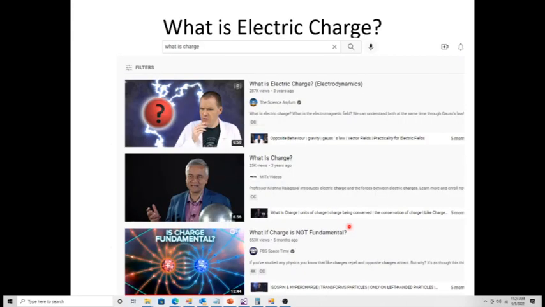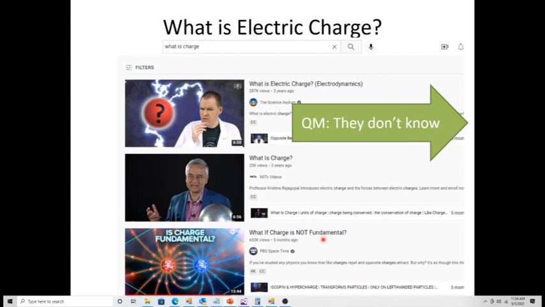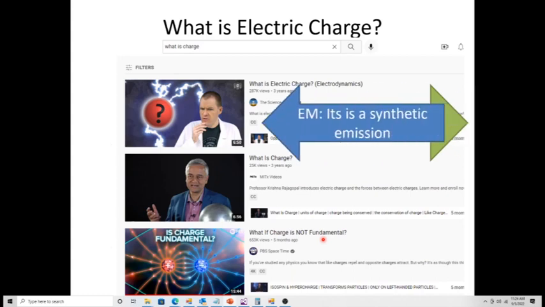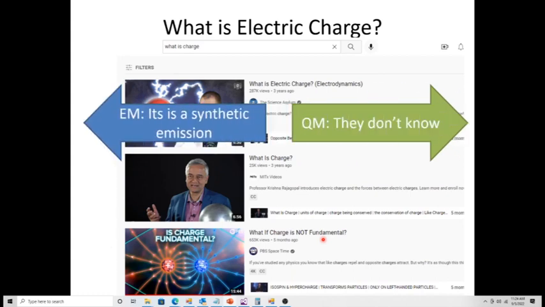Finally, what is electric charge? What if charge is not fundamental? Again, for all the bluster of this standard model, they really have no understanding of what they're doing. Because again, charge to them is intrinsic and they really don't know what it is. And I'm going to show you that charge is a synthetic emission from a more fundamental field called the Pretonic field. Well, actually, we showed this in the electrogravity series. We're just going to touch on it here. We're not going to do a derivation.